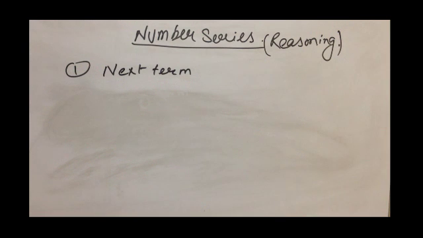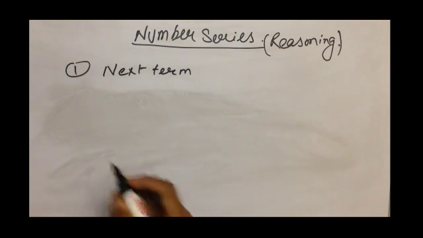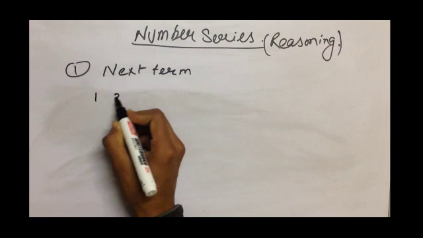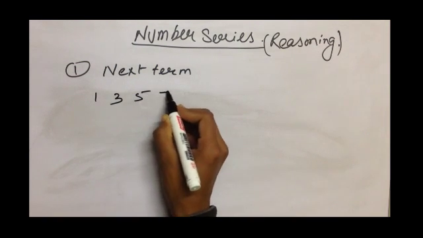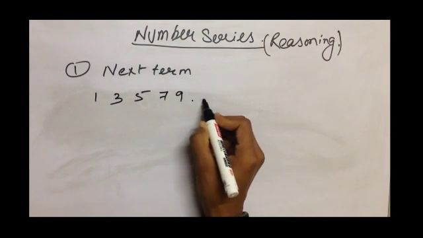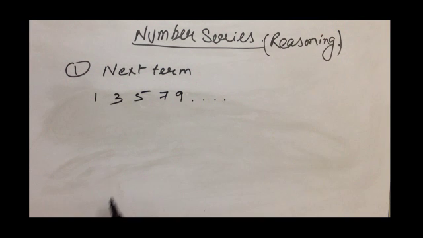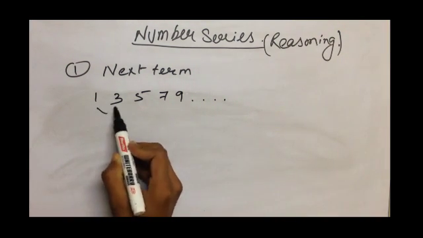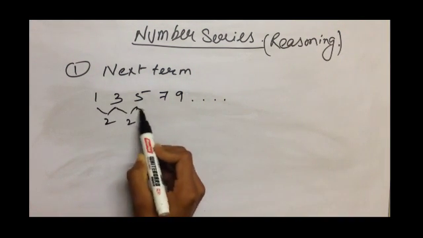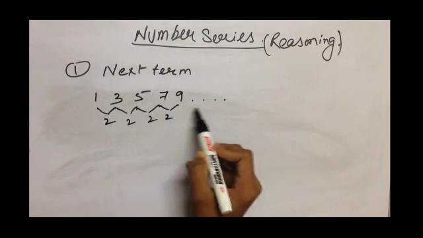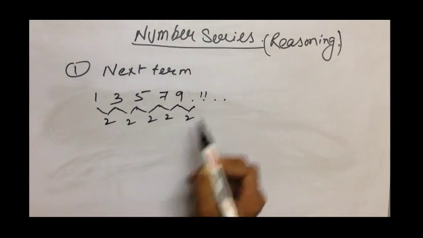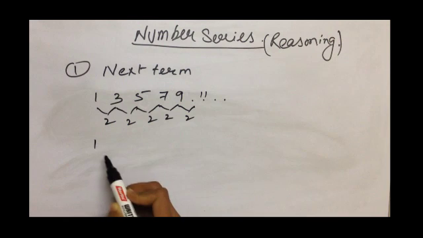First we take the first type of sequence in which we have to find the next term. Before starting with the different patterns that may be there, first we just take a few examples. Just start with the basic one. Suppose I say 1, 3, 5, 7, 9, and I have to find the next term. I can easily answer it. How? I can say that the difference is 2, 2, 2. It means the next term is equal to 11, right?